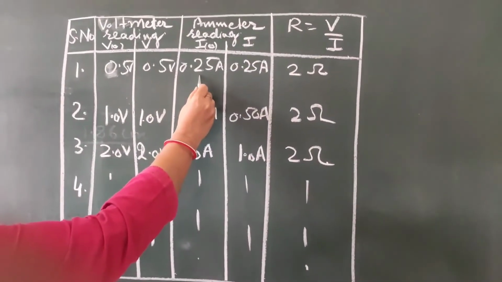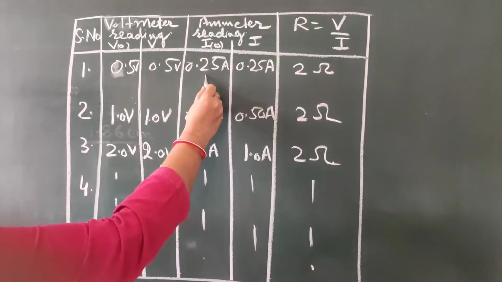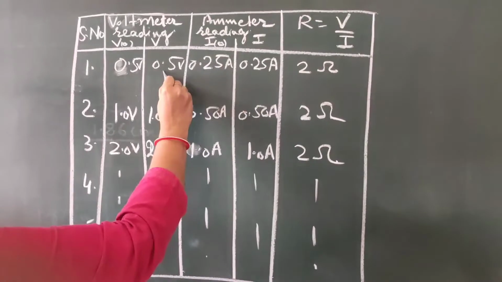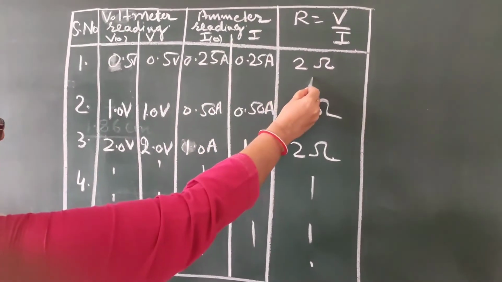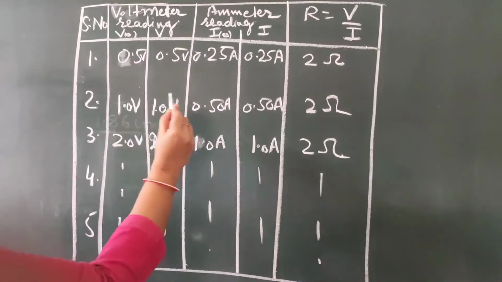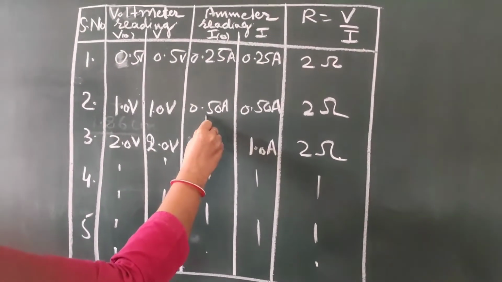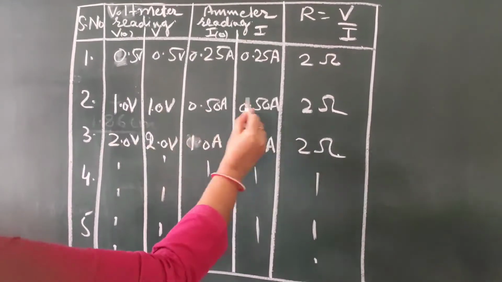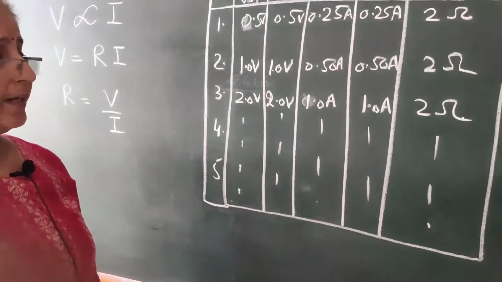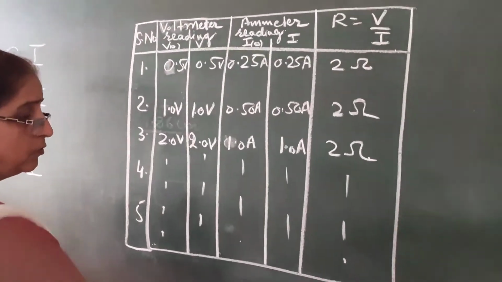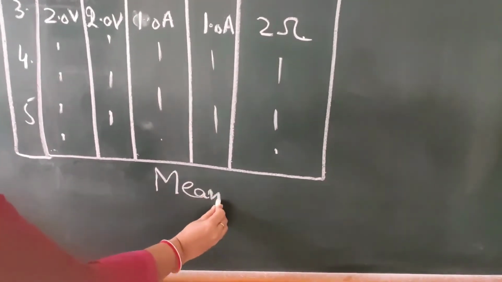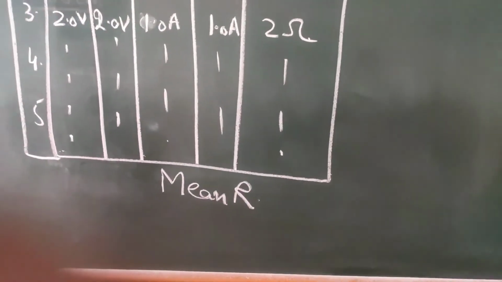Similarly, in the ammeter also we can eliminate the error easily. So, it is better to take the observed reading as the corrected reading. By taking the ratio of V to I, you will get the resistance. Similarly, you will take the next reading, say 1 volt you get in the voltmeter and in the ammeter you get 0.5 ampere. So, the ratio of V to I will be 2 ohm. Many readings you will take, and after finding the mean of all those readings, you will get the mean value of R. Mean R you will calculate.